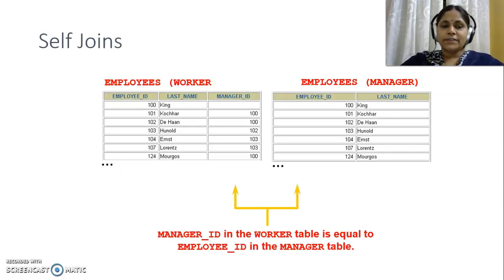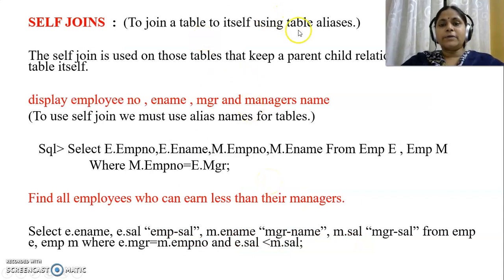Self-join. Self-join is joining, that is, a table joins itself, we can say. Here, the employee table we have renamed as worker, and the same employee table we have renamed as manager. So now, manager ID in the worker table is equal to employee ID in the manager table. This is how I am going to join. To join a table to itself is called self-join, as I already explained.